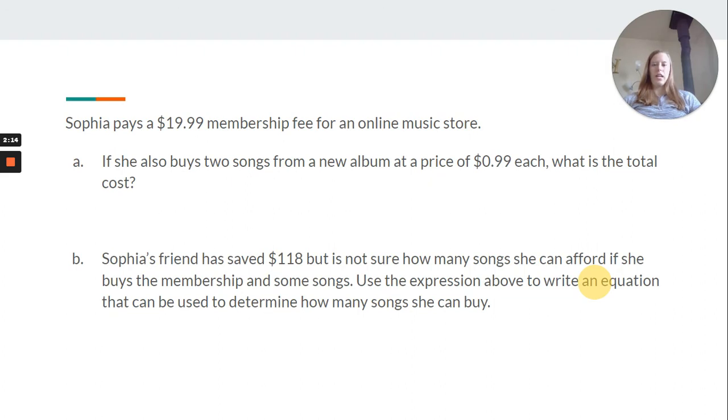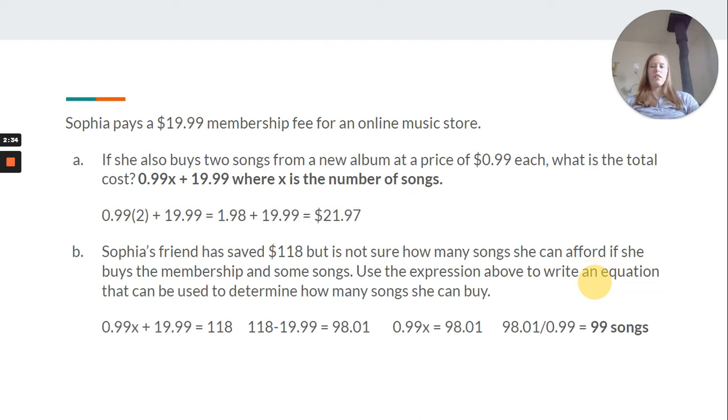We looked at combining those terms in terms of word problems. So Sophia paid a $19.99 membership fee for an online music store. She bought 2 songs for 99 cents each. What's the cost? So 99 cents x plus 19.99, where x is the number of songs. So we can figure out what her cost is. She bought 2 songs, it's $21.97.